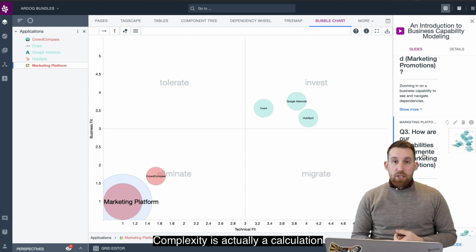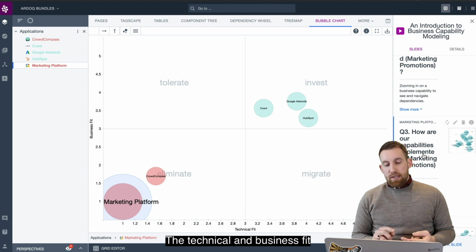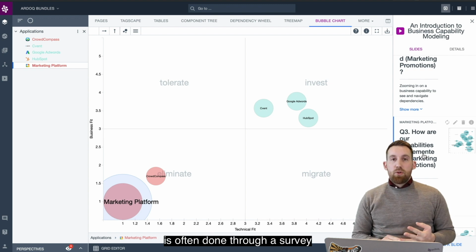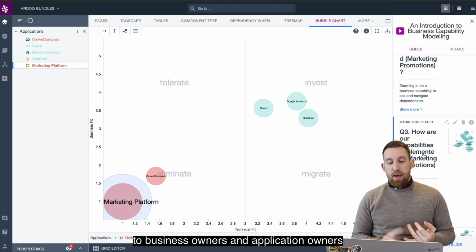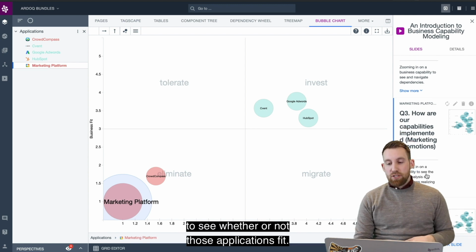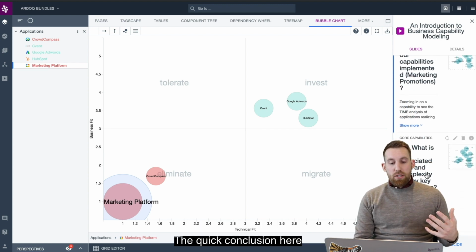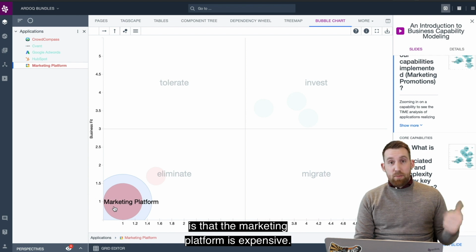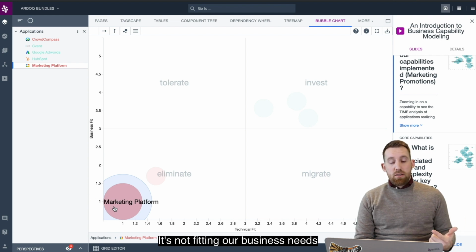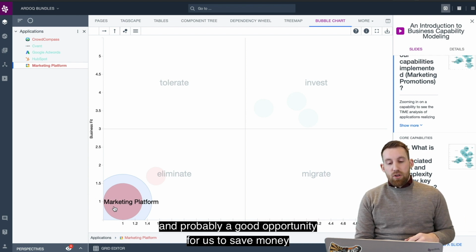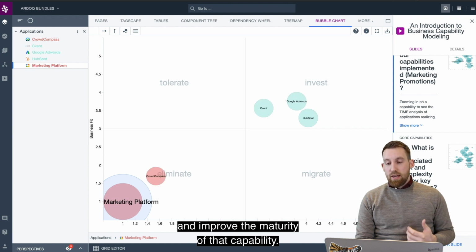Complexity is actually a calculation of the amount of integrations. The technical and business fit is often done through a survey to business owners and application owners to see whether or not those applications fit. The quick conclusion here is that the marketing platform is expensive, it's not fitting our business needs, and probably a good opportunity for us to save money and improve the maturity of that capability.